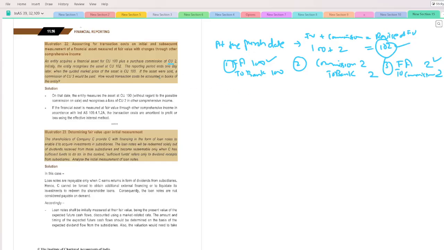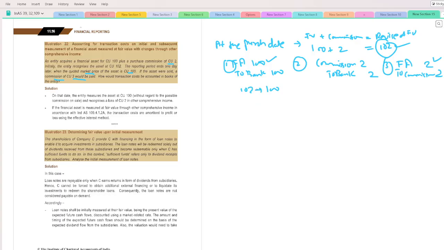Now on the next day the quoted price is 100. If the asset was sold, a commission of 3 would be paid, but this will be ignored. Like in the fair value definition, what I mentioned to you is that you need to consider the exit price, correct? So for the exit price, whatever expenses you would bear while exiting, you don't need to consider it. That's why you need to ignore this. So only the 100 you need to consider. So now the value has gone down from 102 to 100 the next day.